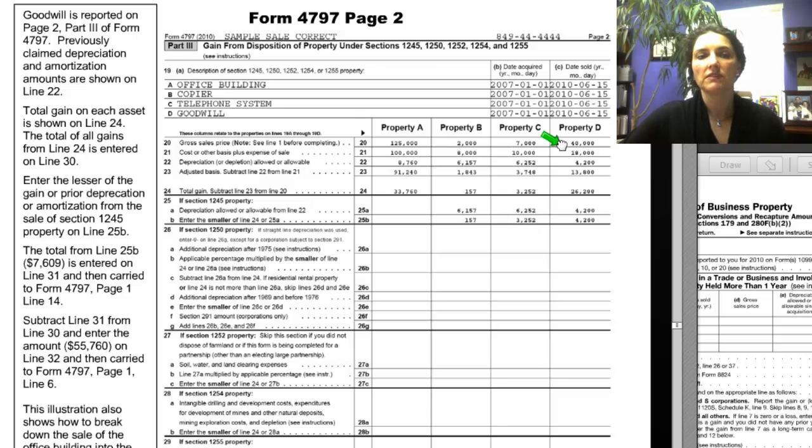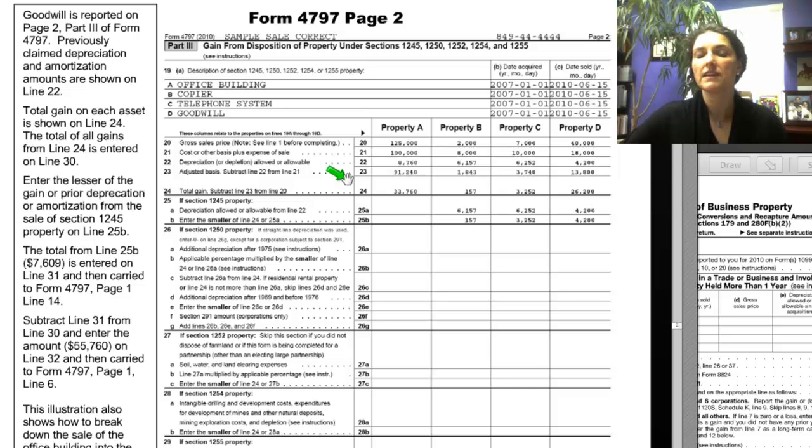Then we move up to the last item that we're reporting in Part 3, and that is goodwill. The sales price allocated to goodwill is $40,000. The original cost was $18,000, but we claimed $4,200 of amortization, leaving us an adjusted basis of $13,800 and a gain on the sale of the goodwill of $26,200. Well, how much of the gain on the sale is due to amortization recapture? In this case, $4,200.